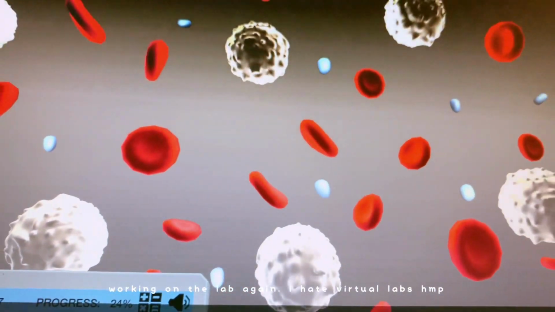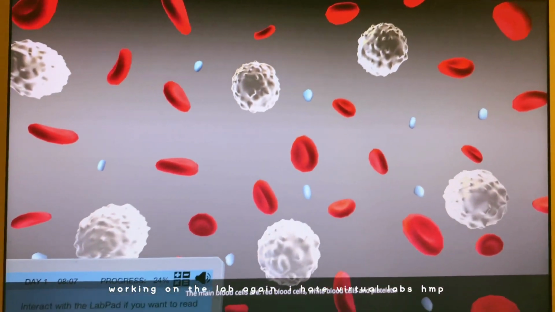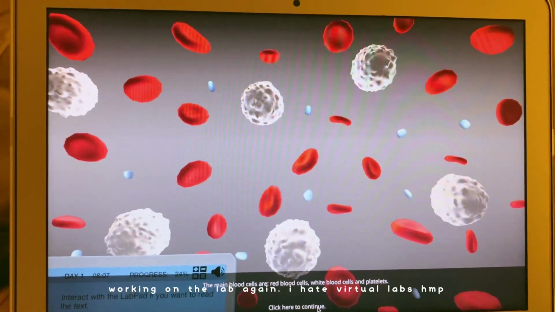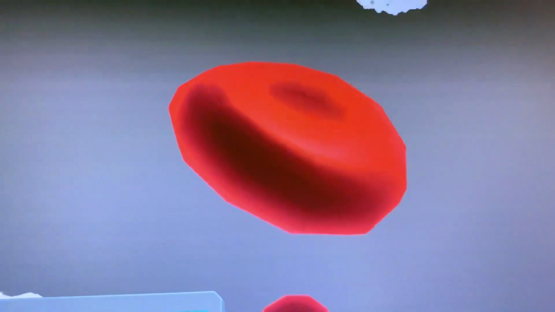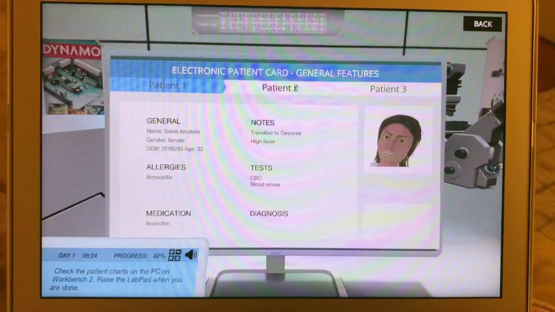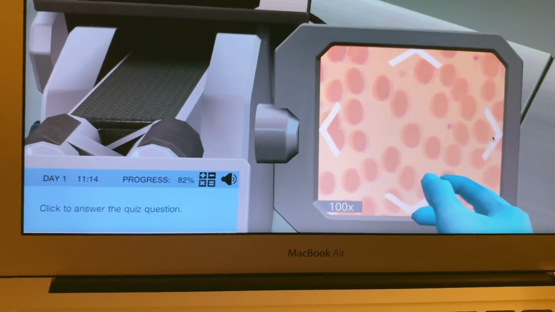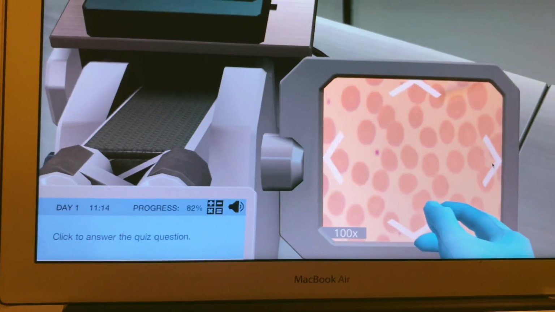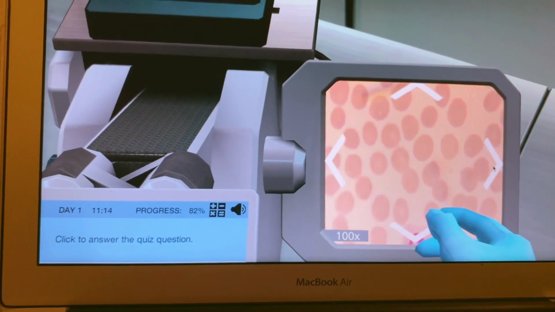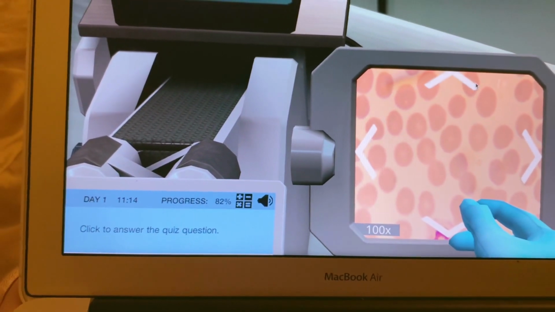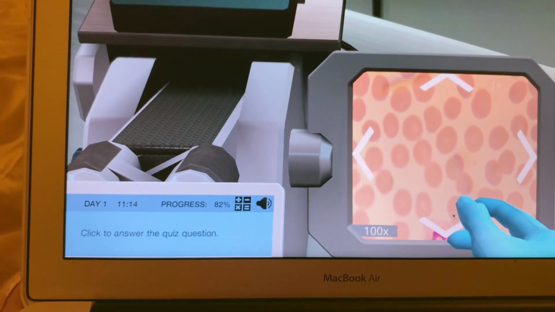The main blood cells are red blood cells, white blood cells, and platelets. Red blood cells, also called erythrocytes, take up oxygen in the lung. Click on the lab pad for more information.